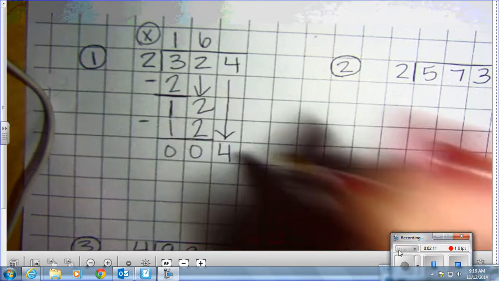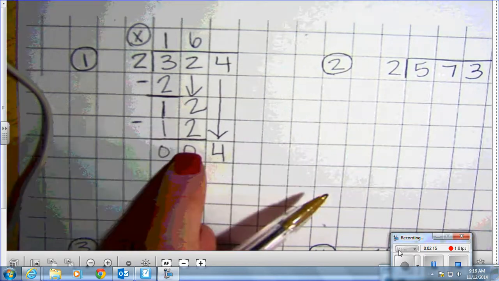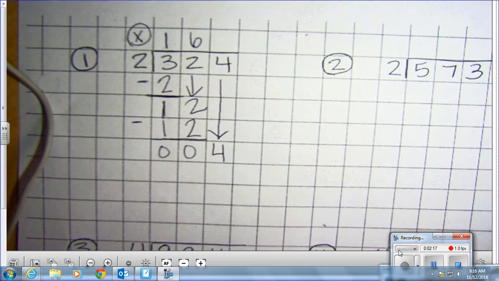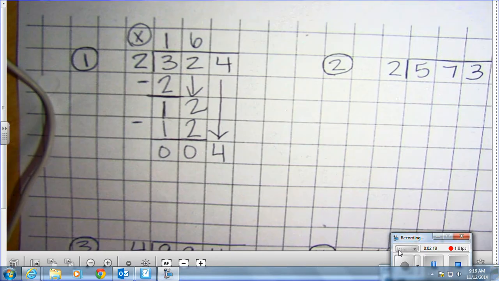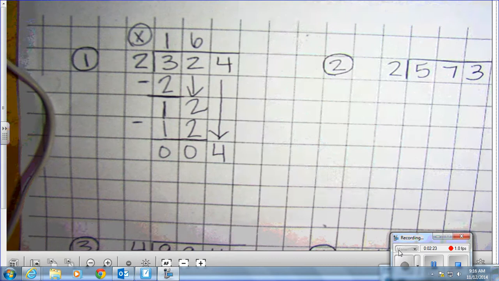I'll give you guys a second to copy that. Bring down. Notice how every digit is staying in a box for me. See how it kind of keeps it perfectly lined up? So we did all of it. Now we need to do the steps one more time.